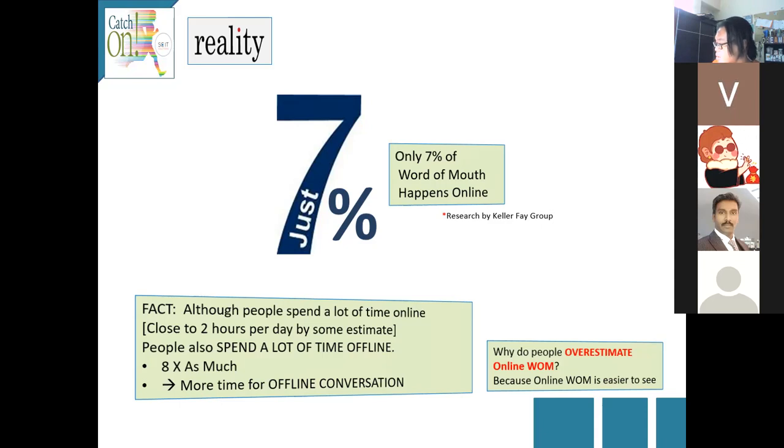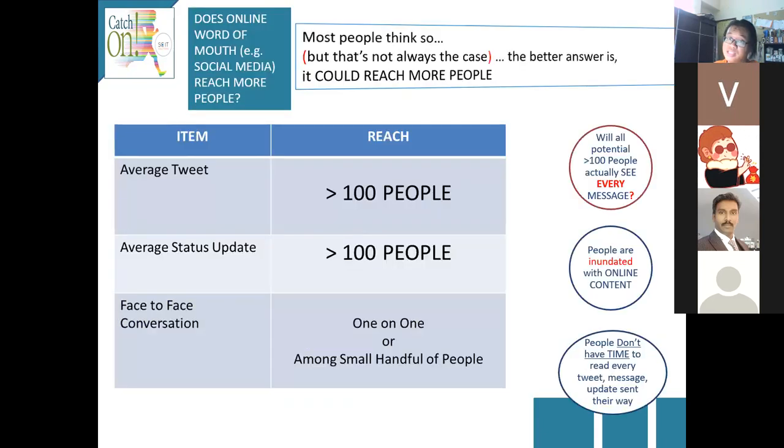And of course, a person might think that online word of mouth marketing reaches more people. Unfortunately, that is not always the case. Here's the average tweet now. Potentially, an online word of mouth conversation could reach more people. Potentially it could. You look at this table, an average tweet could reach more people.